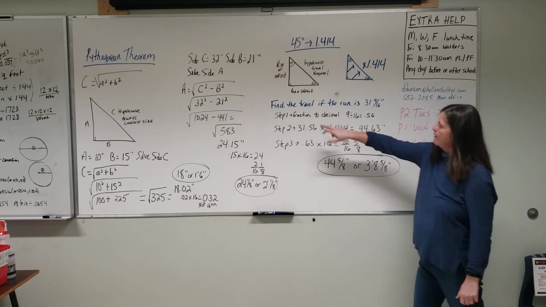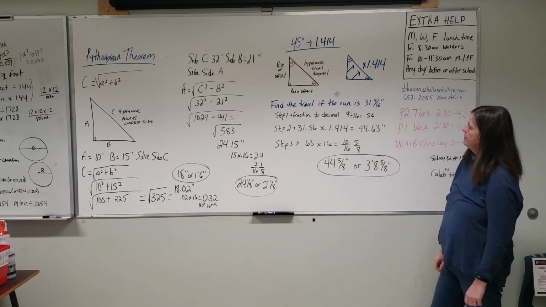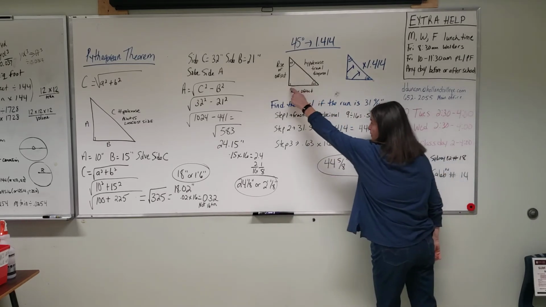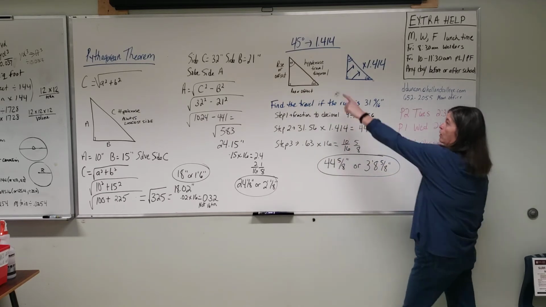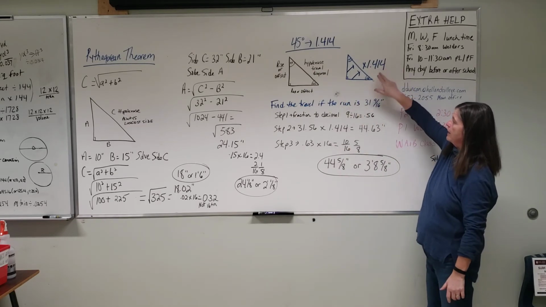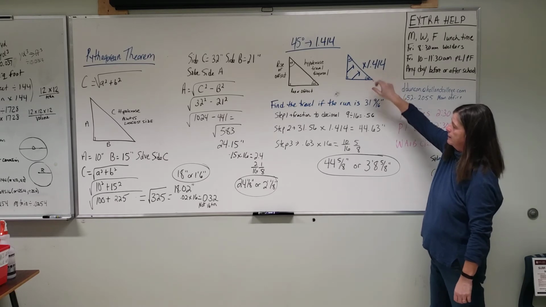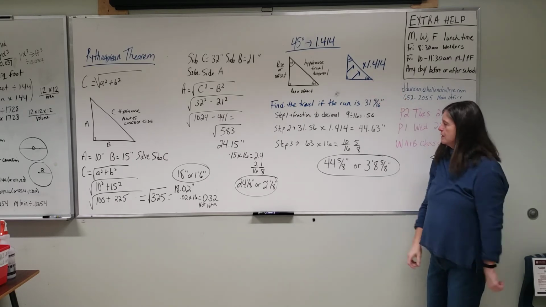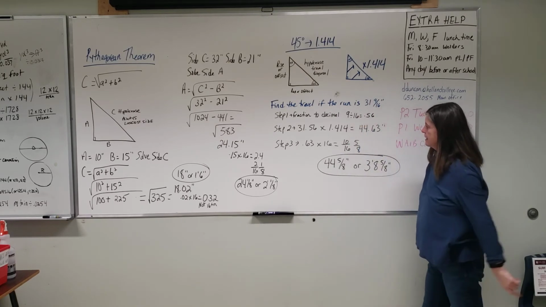So, here's an example. Find the travel if the run is 31 9/16. So the run, this measurement from here to here, is 31 9/16, right? We're looking for the travel. So when we're looking for the travel, we're going this way, we multiply by 1.414. Okay, but we've got a little bit of work to do before we can get there. So our number is 31 9/16.